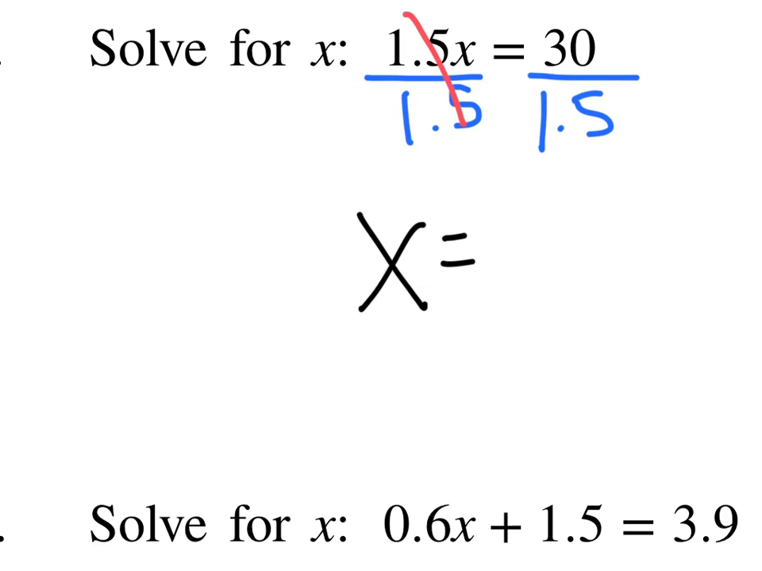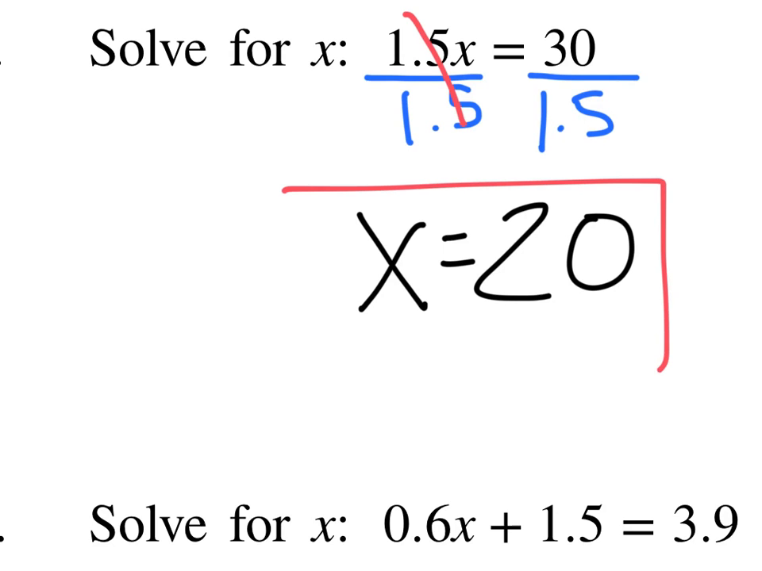Let's go to our handy-dandy calculator. 30 divided by 1.5 equals 20. So the answer to number 1 is 20. Let's take a look at number 2.